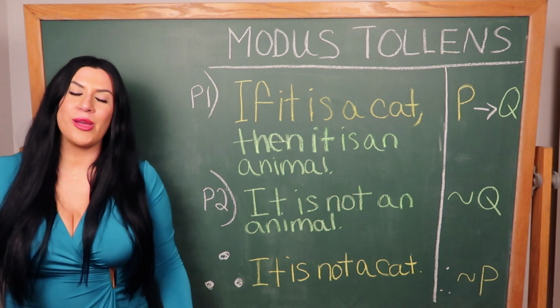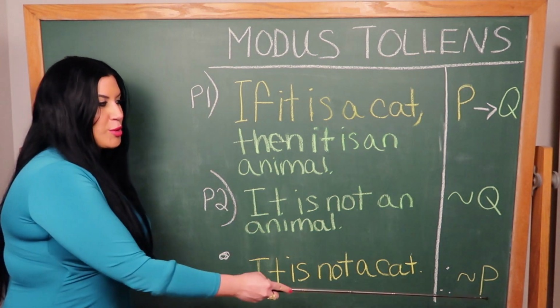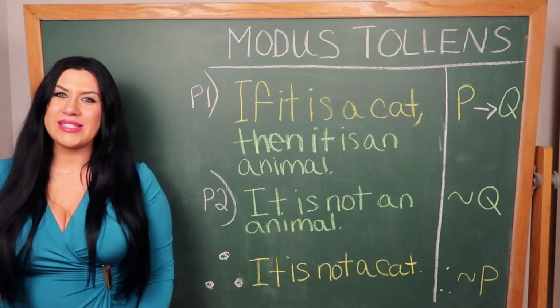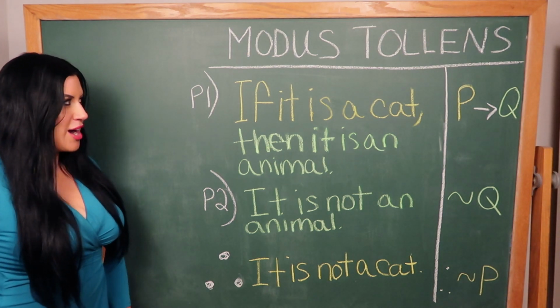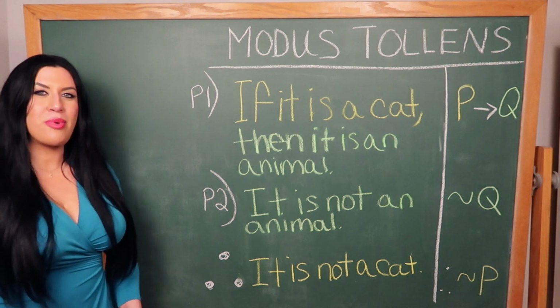So we know this argument is valid because it fits our Modus Tollens form, and the next step is to evaluate for truth. Is this argument sound? Are both of the premises true?